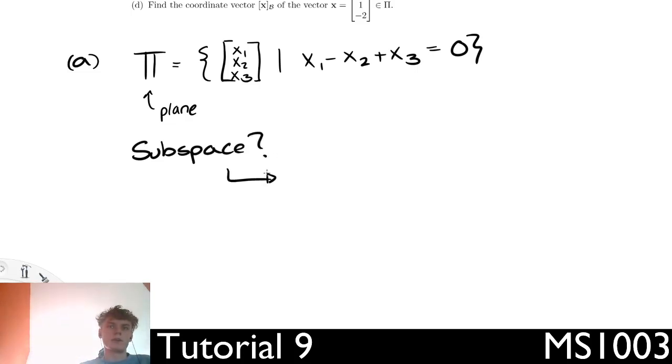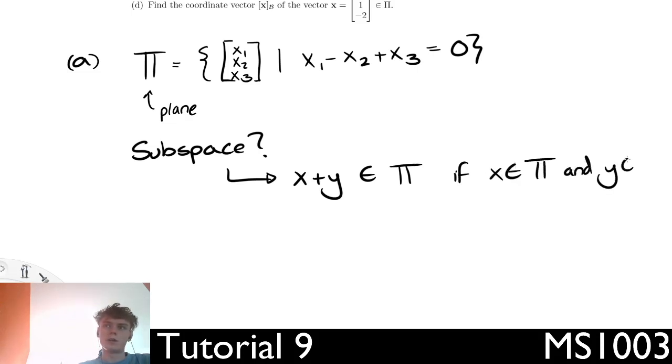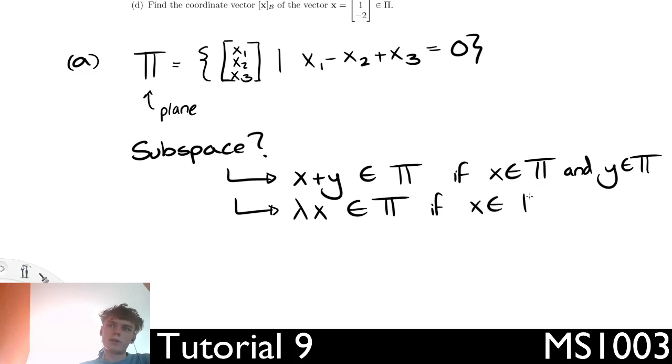Well, we have to show two things. We have to show that x plus y should be in the plane if x is in the plane and y is in the plane. And the other thing we should check is that lambda times x is an element of the plane if, again, x is an element of the plane and lambda is any real number. So here are two things we have to check.